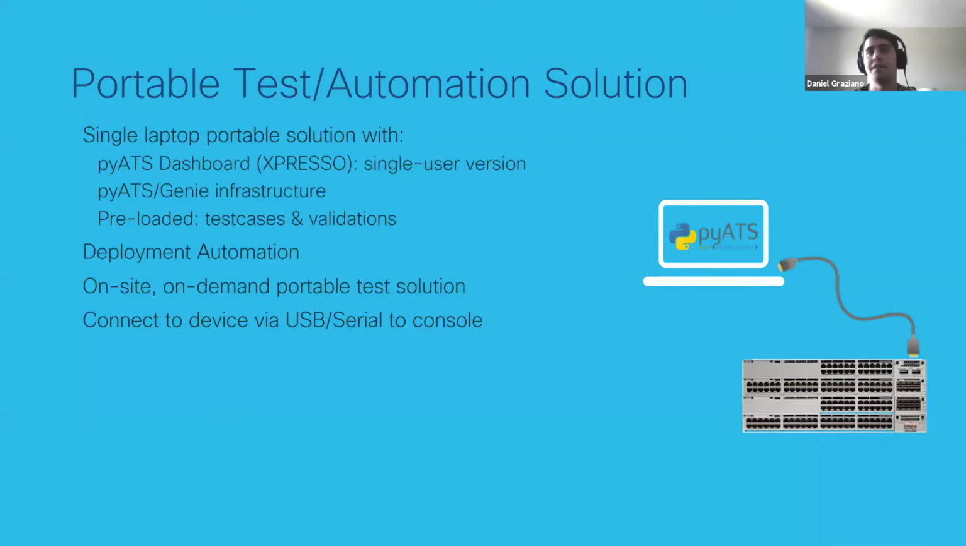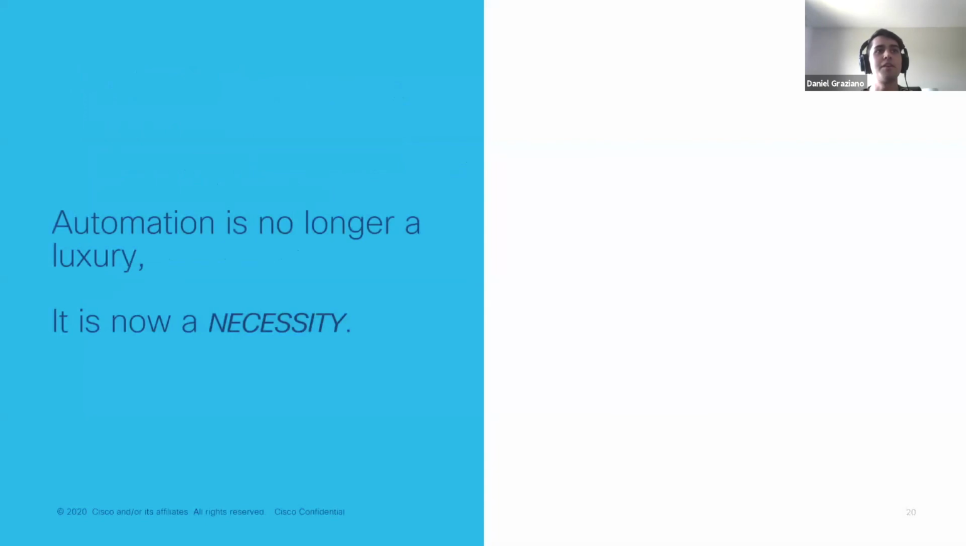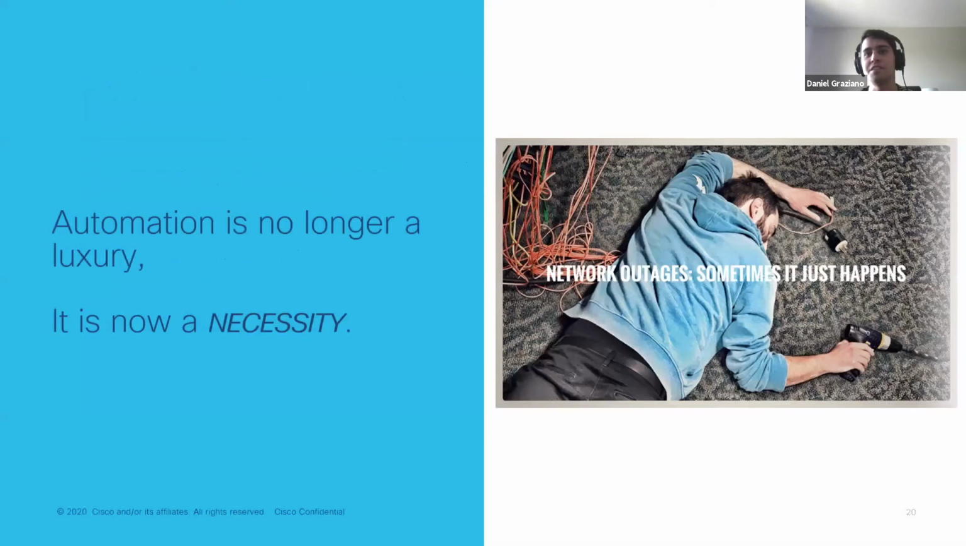Another usage of pyATS and Genie is as a portable test automation solution. On a single laptop, you can install the pyATS dashboard, you can install pyATS and the Genie infrastructure, you can load up the triggers, test cases, and validations that you want to run, and you can bring it with you wherever you're going. You can use it for deployment automation, on-site, on-demand portable test solution, and you can even connect to devices via USB or serial to console. So automation is no longer a luxury, it's now a necessity. And network outages, sometimes they just happen.